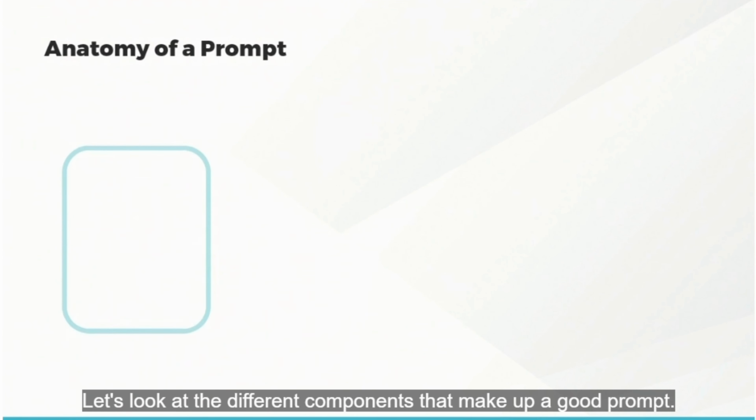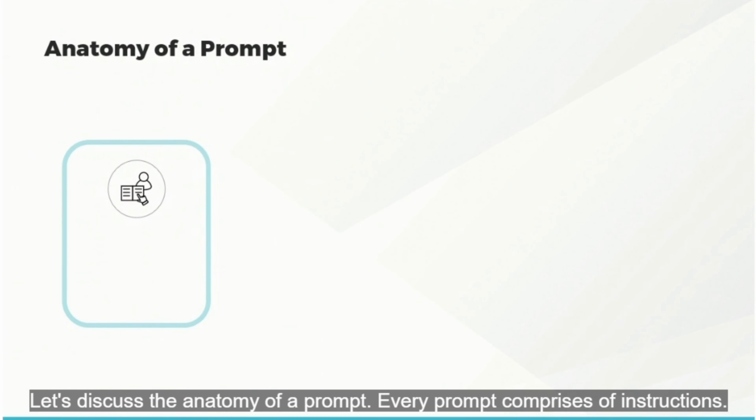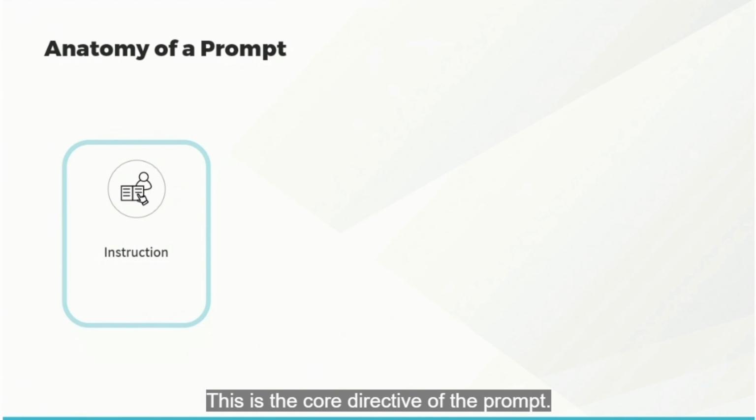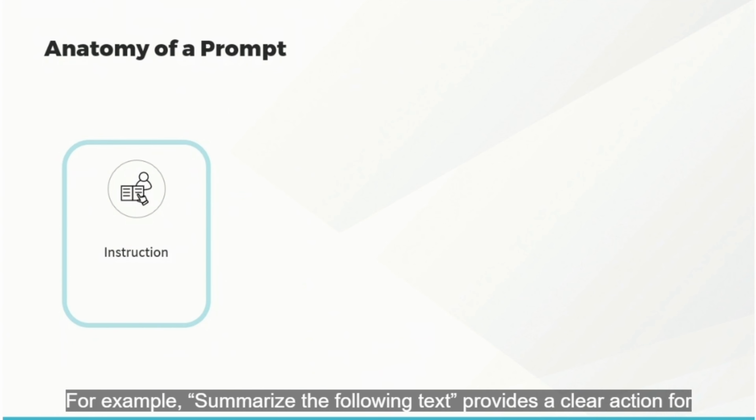Let's look at the different components that make up a good prompt. Let's discuss the anatomy of a prompt. Every prompt comprises instructions. This is the core directive of the prompt. It tells the model what you want the model to do. For example, "summarize the following text" provides a clear action for the model.